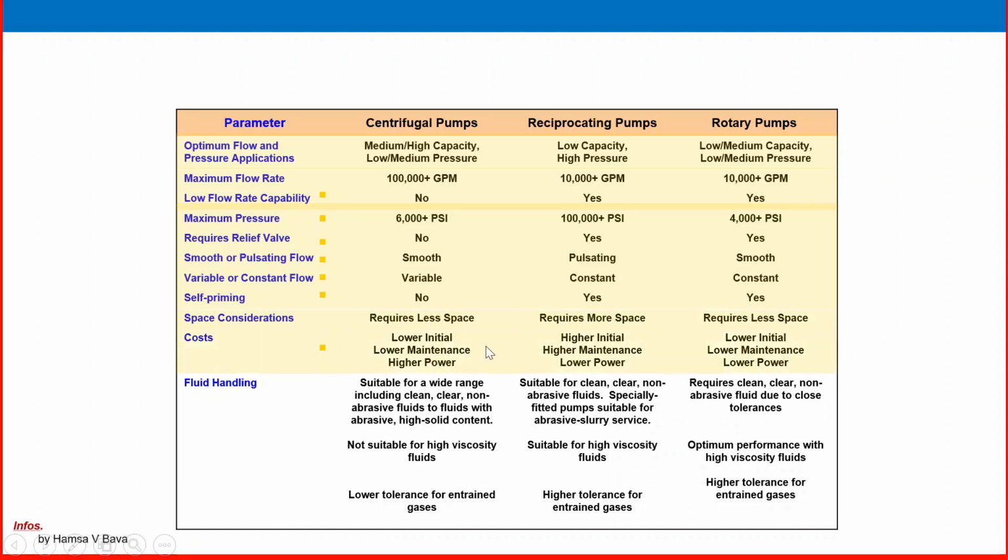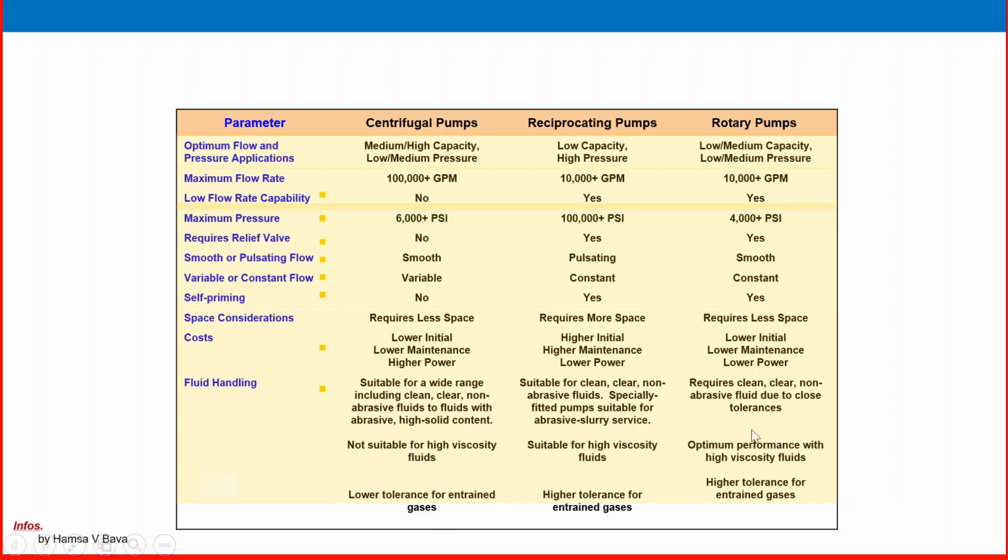Cost: centrifugal pump has lower initial cost, lower maintenance cost, and higher power required. In the other case, it is higher initial cost, higher maintenance, and lower power required, same for rotary pump. The other one is fluid handling. Centrifugal pumps are suitable for a wide range, from clean, clear, non-abrasive fluids to fluids with abrasives and high solid content. They are not suitable for high viscosity fluid and have lower tolerance to entrained gas. These are the centrifugal pump applications.